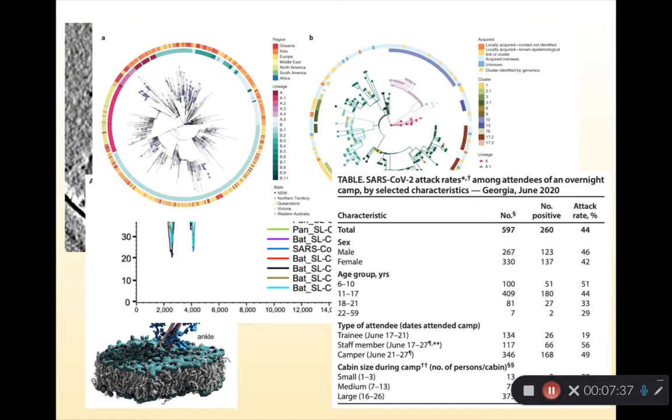So one of the first and best studies that we've had looking specifically in children is looking at this overnight camp where there was a COVID outbreak. This camp did not require masks, so there were children there from 6 years old all the way up to 18. So we got a good sample of understanding what a coronavirus outbreak looks like in children, and importantly, what that attack rate was.